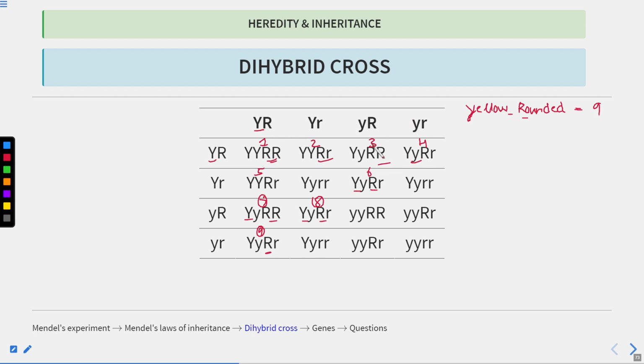Then we have yellow and wrinkled. So these were 3. Yellow comes from the dominant gene. Clear? So here, one should be dominant and the other should be small and small. Then only we will get the wrinkled condition. So let's look for small and small.